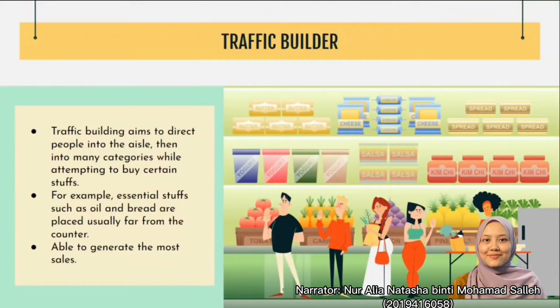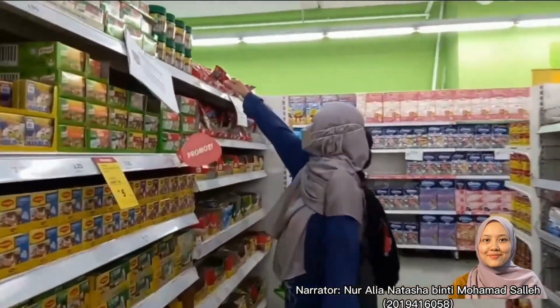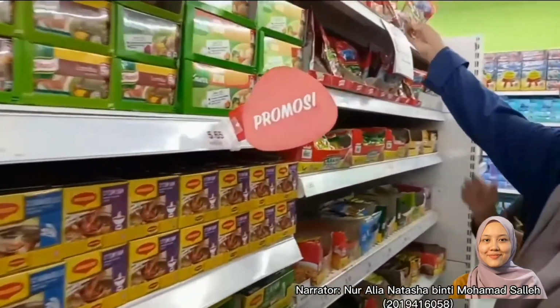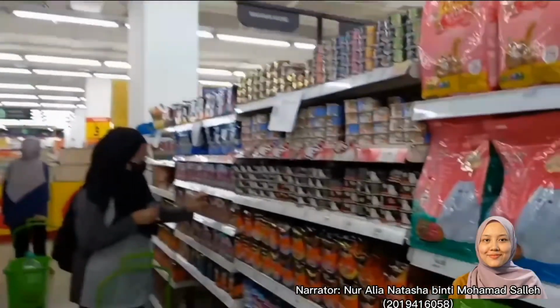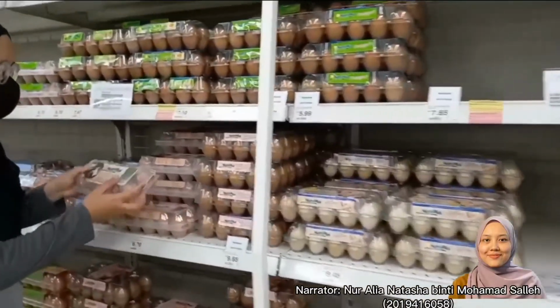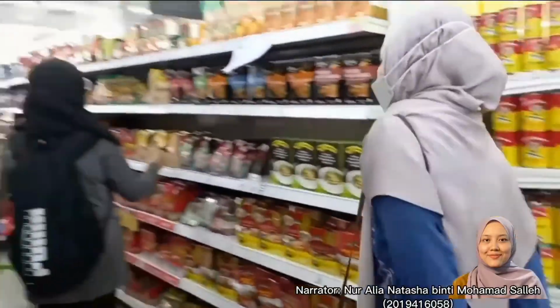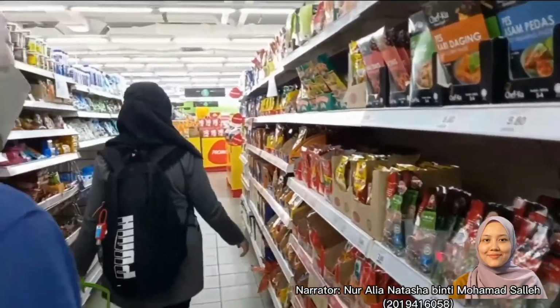Now we move on to traffic building. Traffic building aims to direct people into the aisle, then into many categories while attempting to buy certain stuff. It attracts customers to pick other stuff while buying important product. For example, essential stuff such as oil and bread are usually placed far from the counter. This is to increase the exposure of the customer to the potential purchase along the road, which is able to generate the most sales.